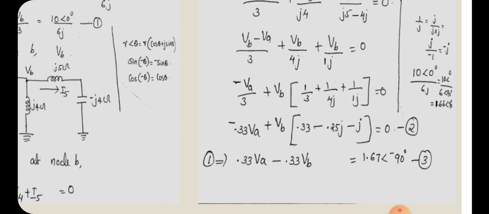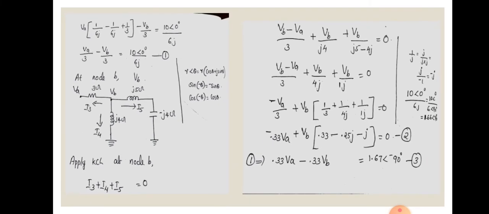So if we are dividing one polar form by another polar form, the angle terms will be subtracted and magnitude terms will be divided. So you got 1.67 angle minus 90 degree. So that is equation number 3. So we got equation number 2 and equation number 3. You can solve them as follows: the VA term will be cancelled out if we are adding 2 and 3. See, equation number 2 contains minus 0.33 VA and equation number 3 contains plus 0.33 VA.